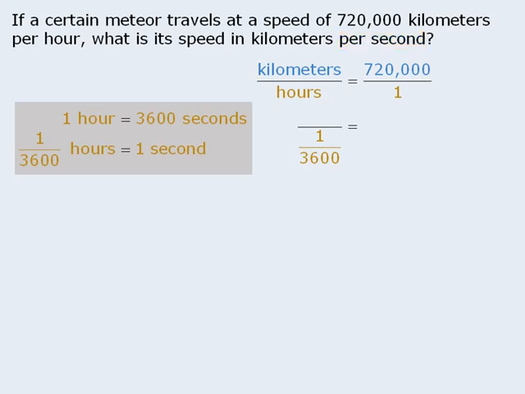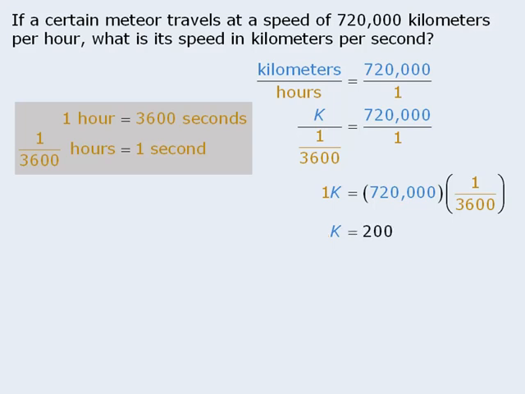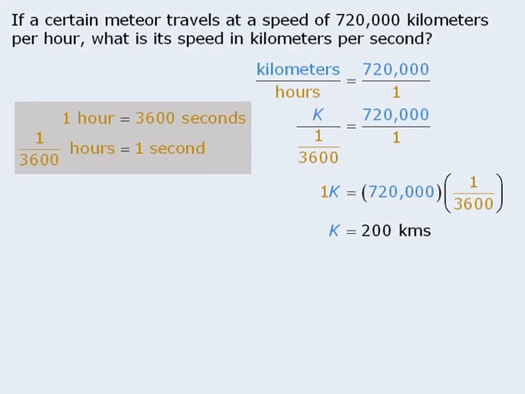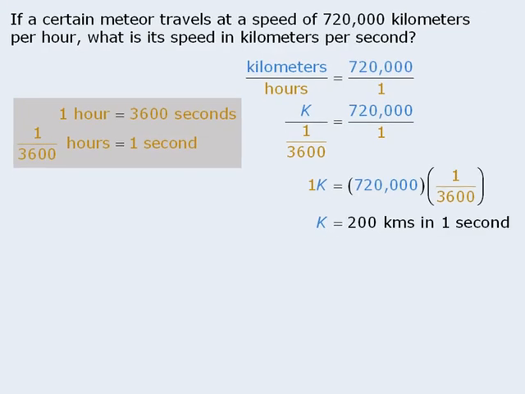Now we don't know the number of kilometers traveled in 1 second, so let's let k represent the number of kilometers traveled. This ratio, we are told, is equal to 720,000 to 1, which means we now have an equation we can solve for k. First, we can cross multiply, and then when we evaluate the right-hand side, we get k equals 200. Since k represents the number of kilometers traveled, we now know that the meteor travels 200 kilometers in 1 second. In other words, the meteor travels at a speed of 200 kilometers per second.